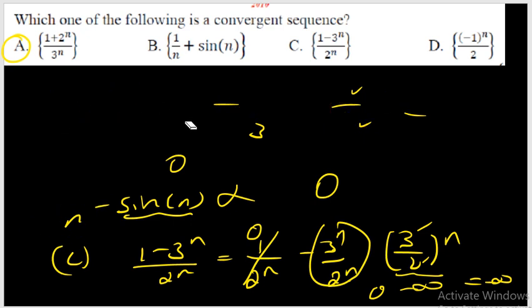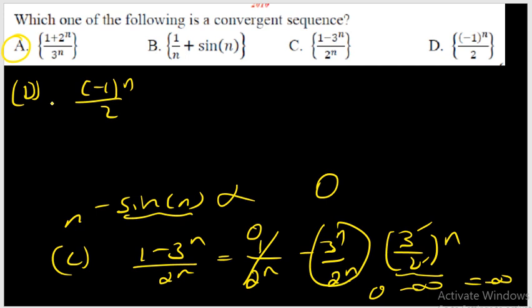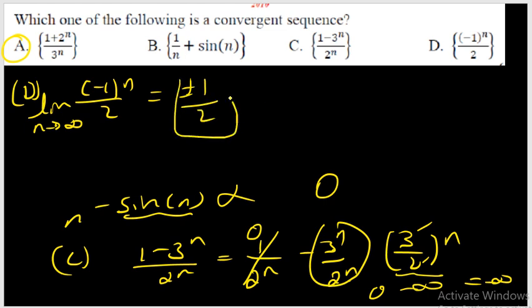Okay, let us see D. Again the D, what does it say? -1 to the power of n over 2. So as n goes to infinity, the limit of this sequence as n goes to infinity, the upper part will be plus or minus 1, the lower as it is. So still it is not unique. There are two possible outcomes as n goes to infinity. So the answer cannot be D. It has to be A.